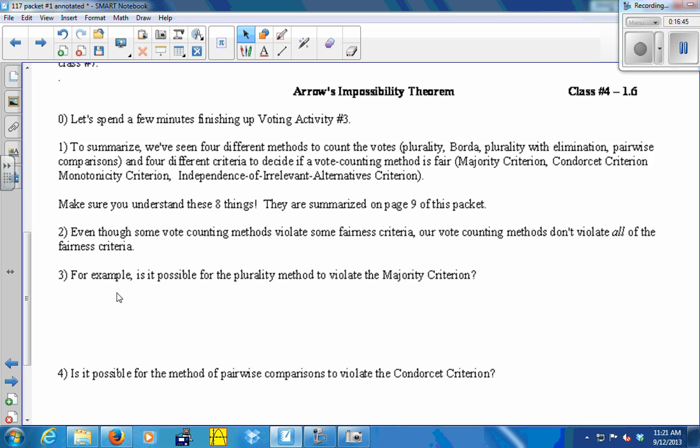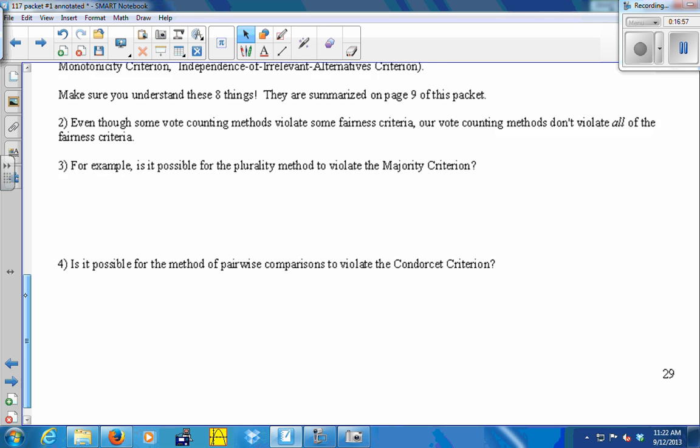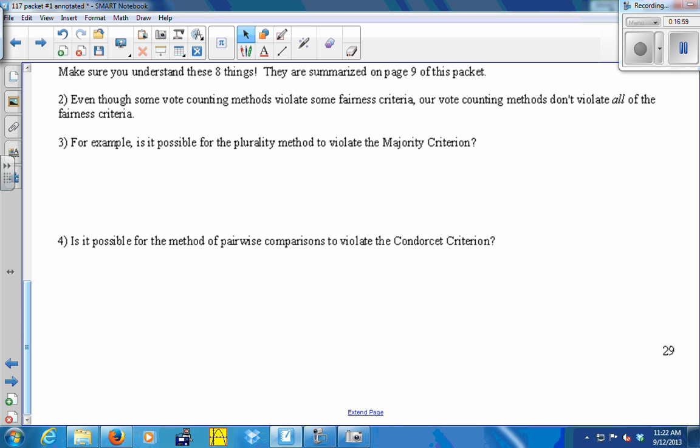All right, so even though some vote counting methods violate some fairness criteria, our vote counting methods don't violate all the fairness criteria. So for example, I want to think about the plurality method. Somebody remind me which one the plurality method is. The most first place votes. It doesn't require a majority, but it's close to the majority one. So the most first place votes wins.